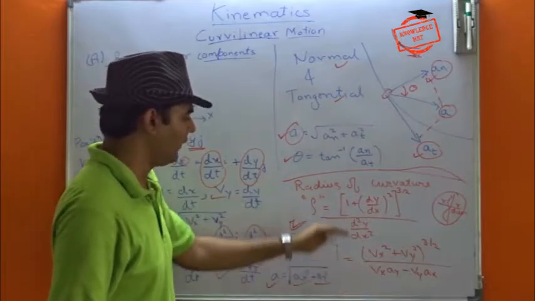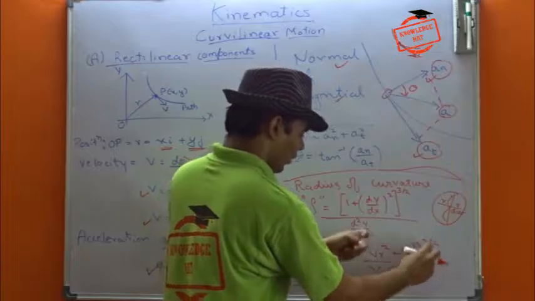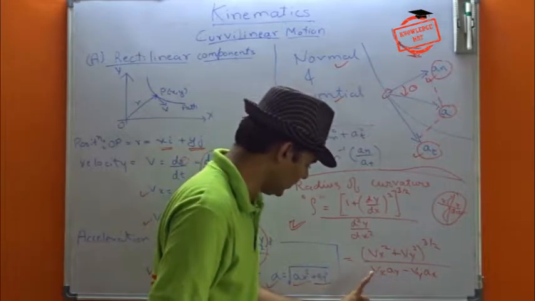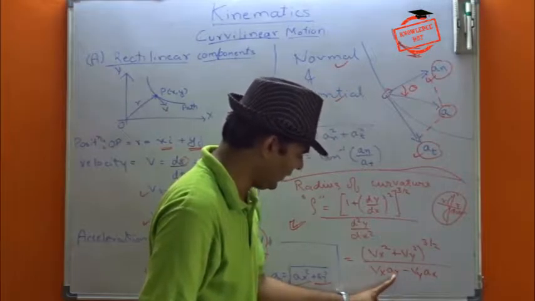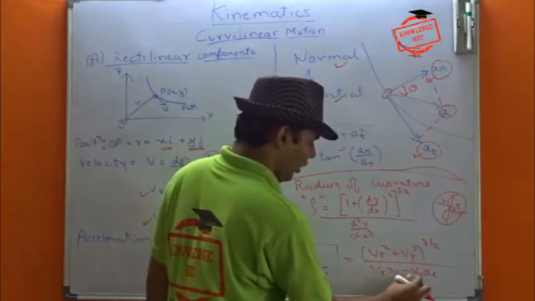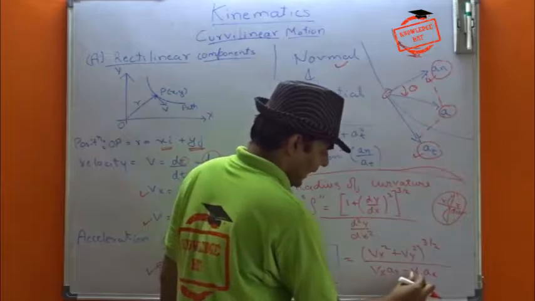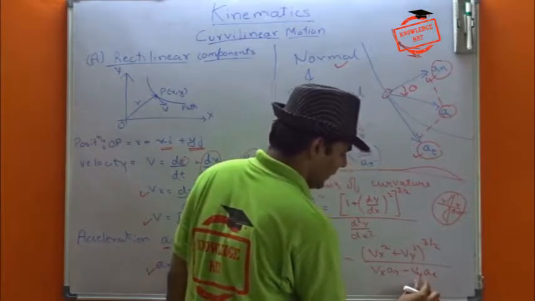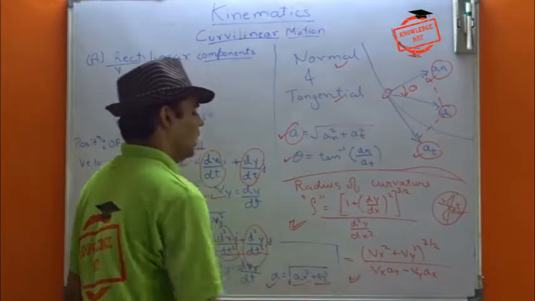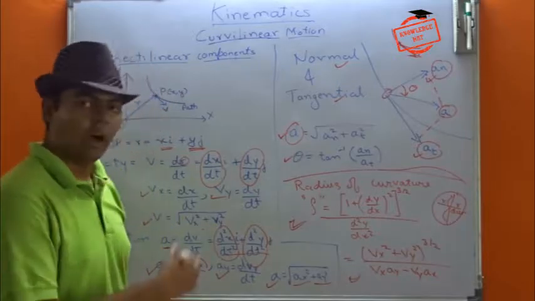The other form of representing rho is (vx square plus vy square) the whole raised to 3 by 2 divided by, now pay attention here, vx ay minus vy ax. So the y component of acceleration is multiplied with the x component of velocity, and the x component of acceleration is multiplied by the y component of velocity. These are the two ways in which we can find the radius of curvature. Now we look at the sums.